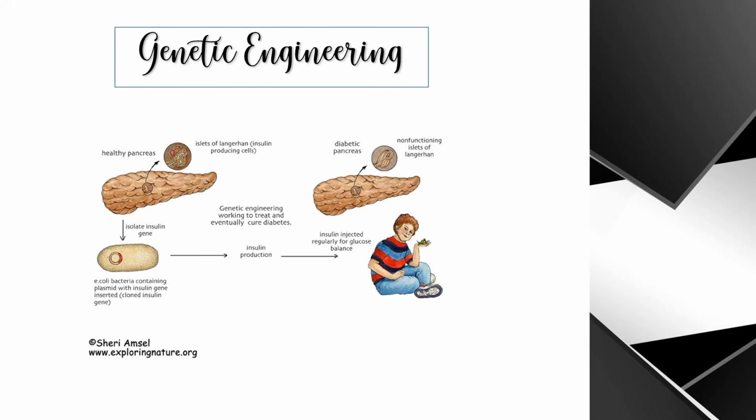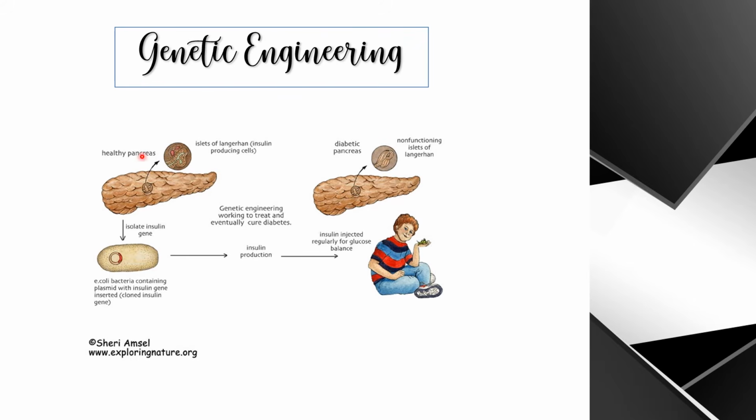Let us have an example of genetic engineering. We have here an image of healthy pancreas and then diabetic pancreas. Each pancreas consists of islets of Langerhans. This is the islets of Langerhans of a healthy pancreas and of diabetic pancreas. When we say islets of Langerhans, that is a group of pancreatic cells secreting insulin and glucagon. The islets of Langerhans in diabetic pancreas is not functioning well.